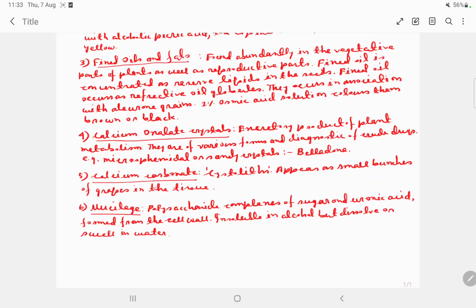Mucilage: these are polysaccharide complexes of sugar and uronic acid formed from the cell wall. They are insoluble in alcohol but dissolve or swell in water. Their identification is done by ruthenium red, which stains them pink.